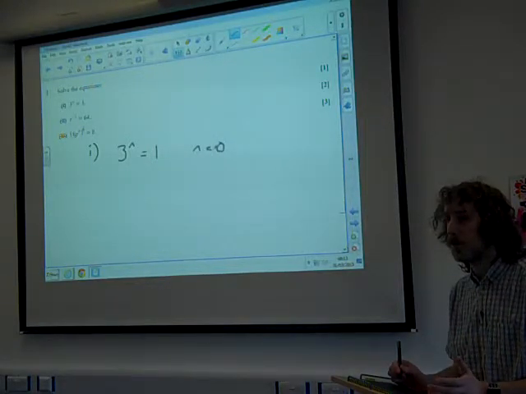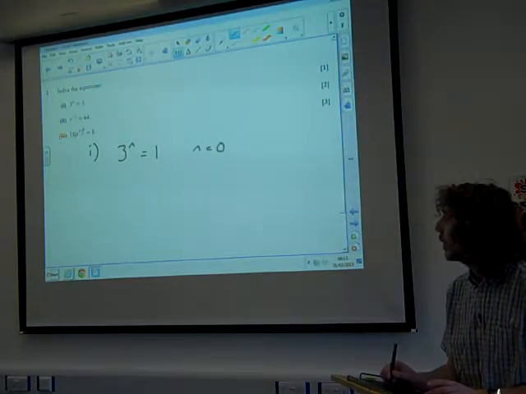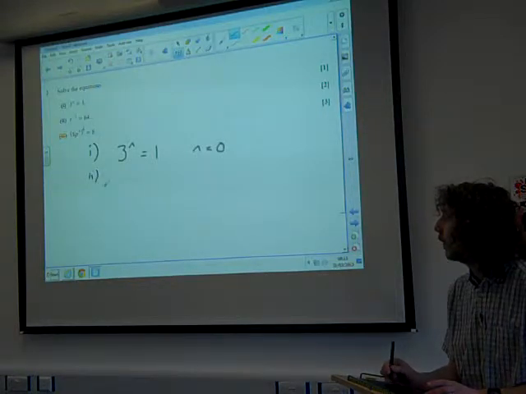So what a great mark. It's just a mark for knowledge. There's no working out to it. It's just for knowing that anything to the power 0 equals 1.